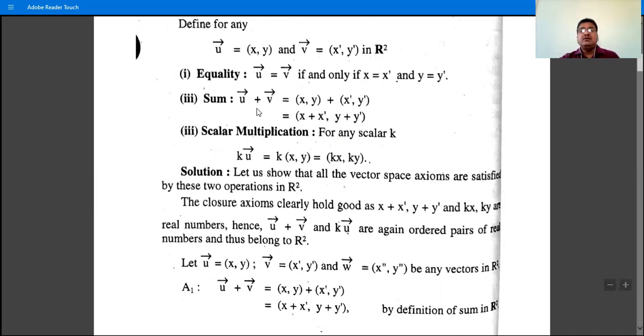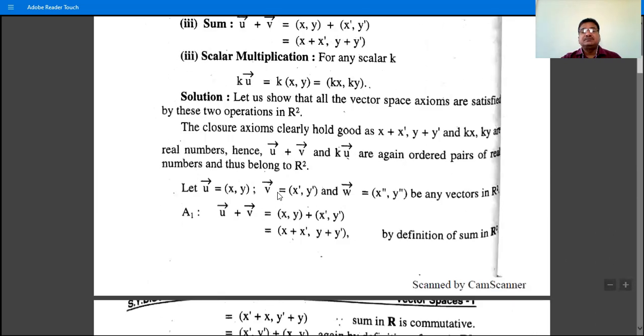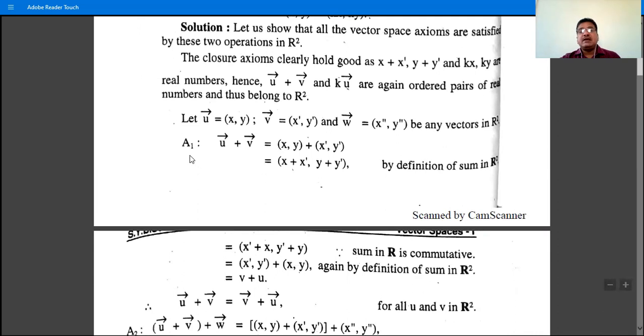Also k into u is k times (x, y), which is (kx, ky), again an ordered pair. This is an element of R square. And therefore ku belongs to R square for all u belonging to R square and for any scalar k. And therefore the first two axioms are satisfied for R square. Then the next axiom is A1. Suppose ū is (x, y), v̄ is (x dash, y dash), w̄ is (x double dash, y double dash), be any vectors in R square. Then we have to prove the properties A1, A2, A3, A4.